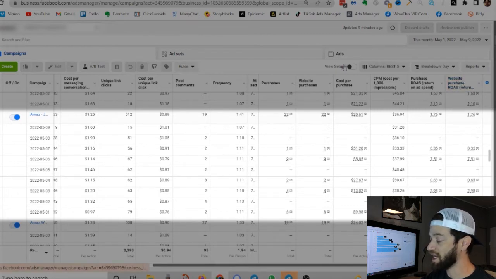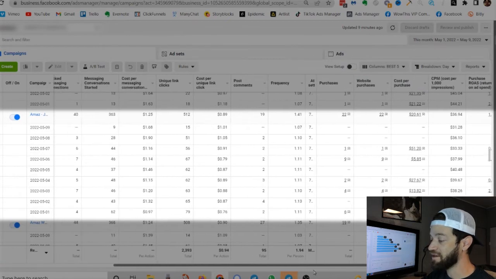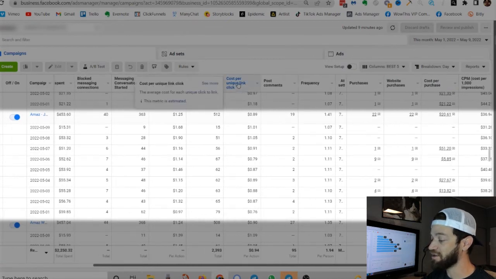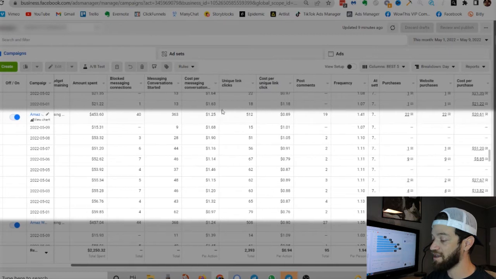The other thing I like to look at is the cost per purchase, so how much is it costing me to get a sale? And then from there, the next thing that I look at is the cost per unique link click. So how much does it cost me per unique click? And then finally, the cost per messaging conversation.